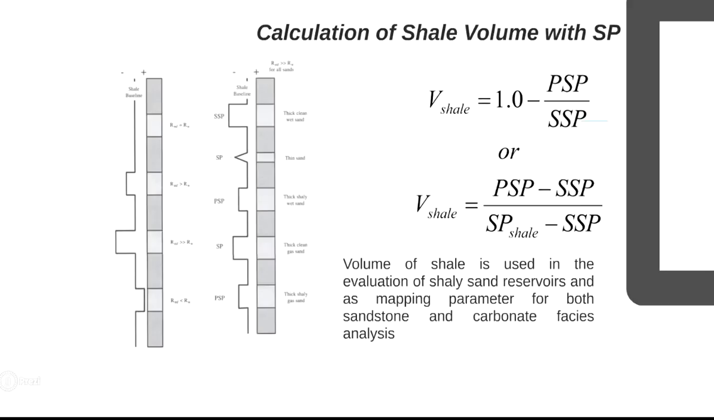SP is very useful for many aspects of geology, and one of them is shale volume. Shale volume is used in the evaluation of shaly sand reservoirs and as a mapping parameter for both sandstone and carbonate facies analysis. Here you can see the formula for calculation of this volume. V shale is equal to 1.0 minus PSP divided by SSP, or you can use V shale equal to PSP minus SSP divided by SP shale minus SSP.